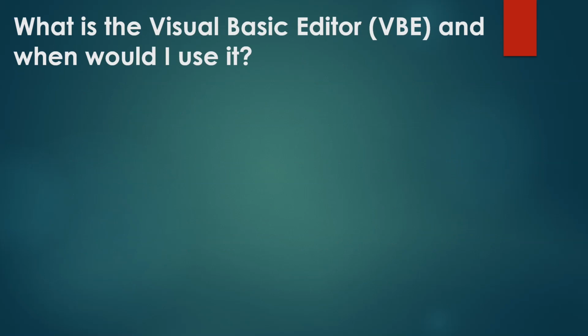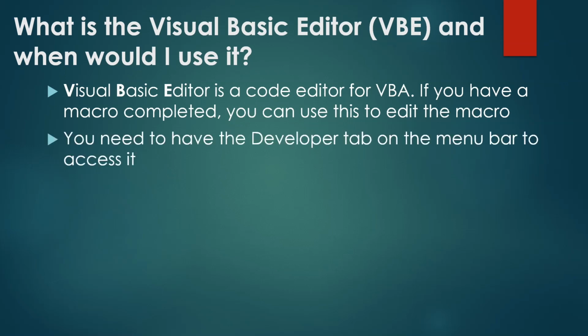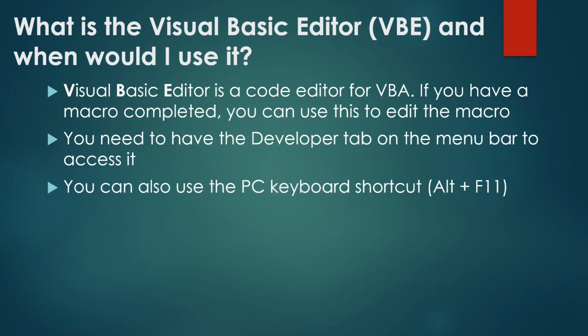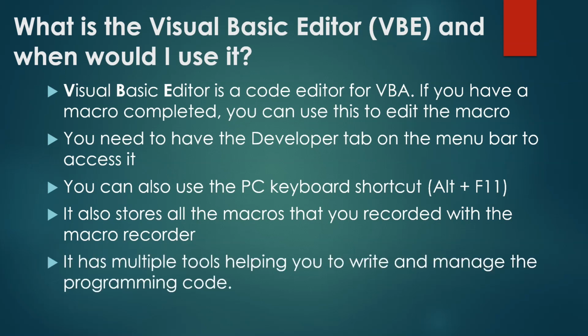What is the Visual Basic Editor, and when would I use it? Visual Basic Editor is a code editor for VBA. If you have a macro completed, you can use this to edit the macro. You need to have the Developer tab on the menu bar to access it. You can also use the PC keyboard shortcut, Alt F11. It also stores all the macros that you recorded with the macro recorder. It has multiple tools helping you to write and manage the programming code.